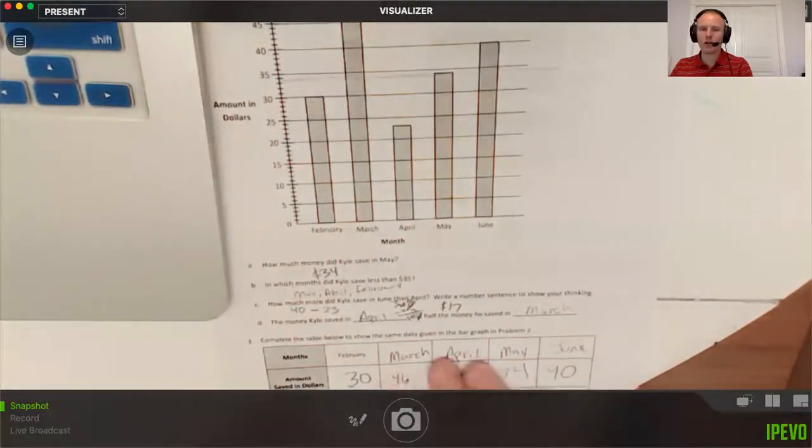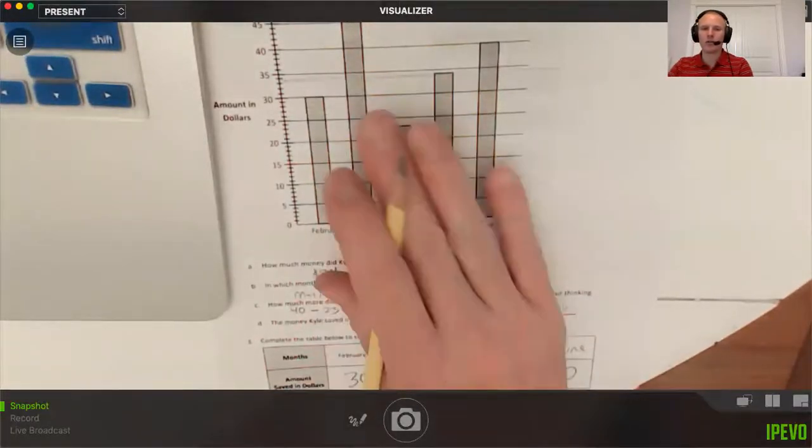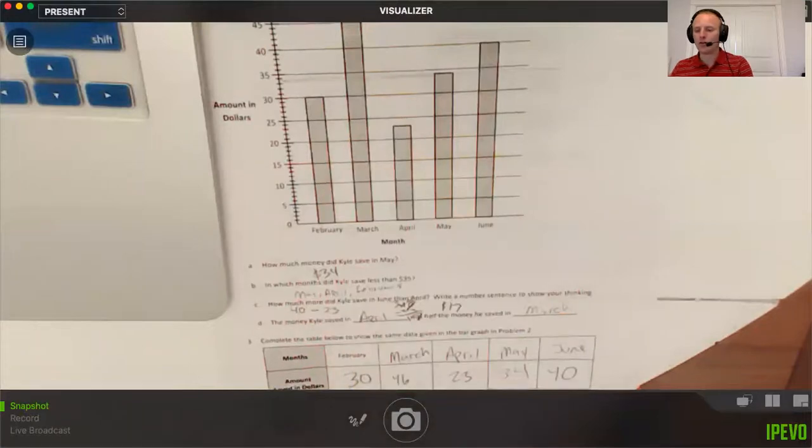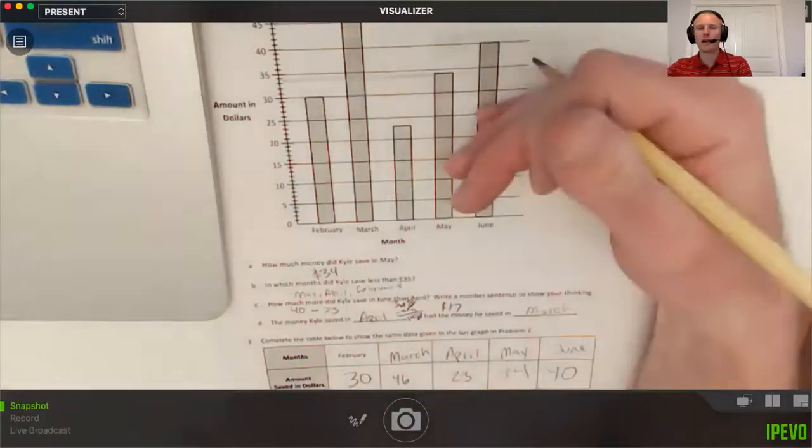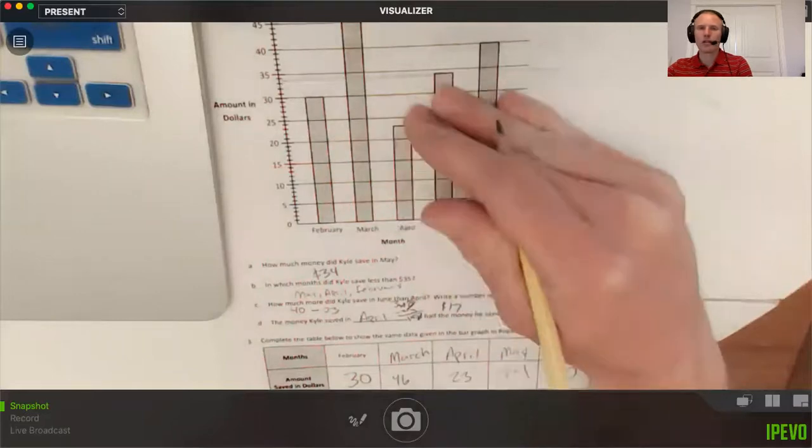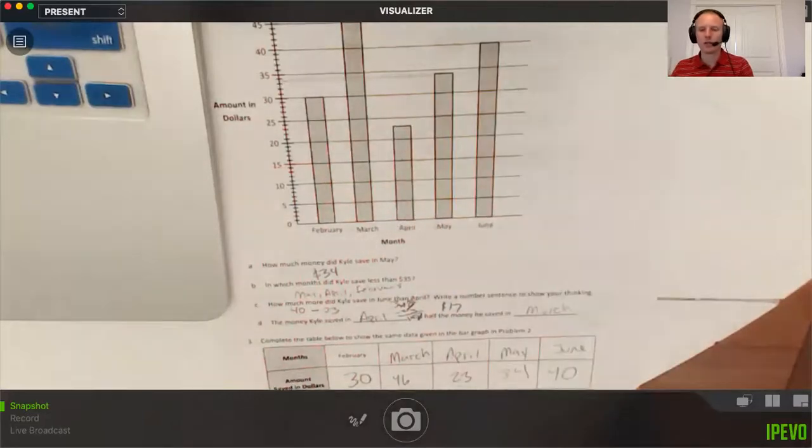And so we filled in a table of the information that was presented to us in the graph. So usually you get the table first and then you make a graph from it, but you can take a graph and then create a table for somebody to look at too.